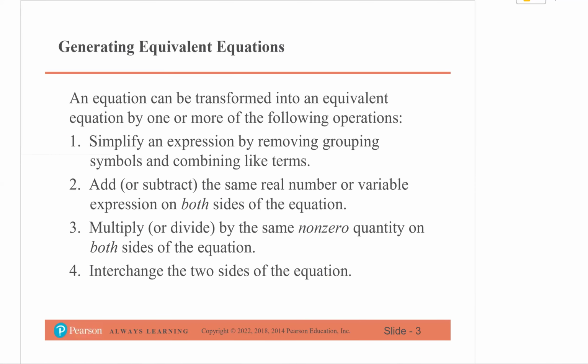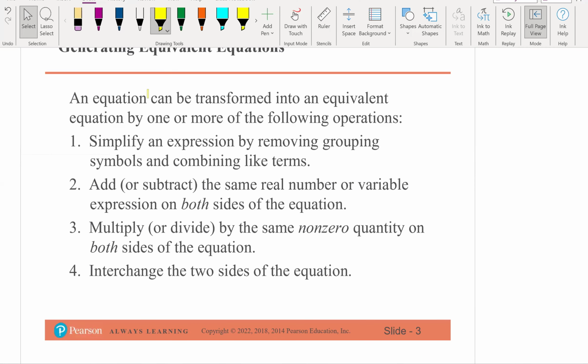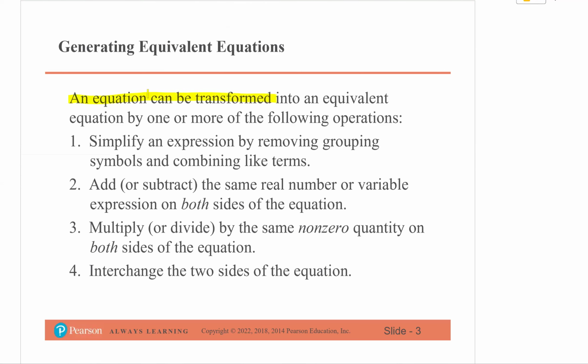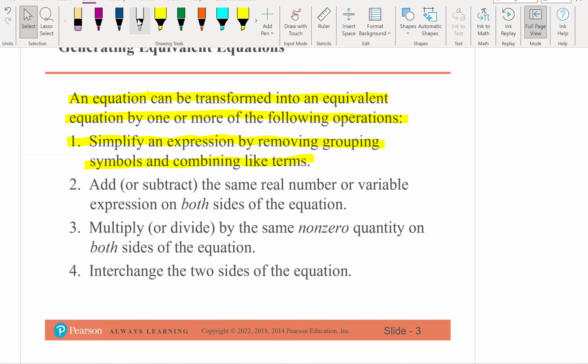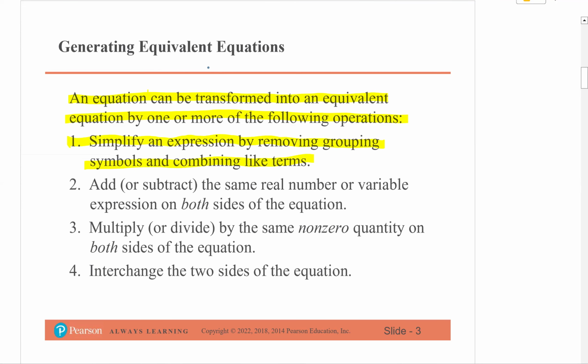This is how we would go about generating equivalent equations. An equation can be transformed into an equivalent equation by one or more of the following operations. First, you can simplify an expression by removing grouping symbols and combining like terms. So maybe I'll make one up so we can follow along as we go. Let's say 4 subtract 2x plus 3 equals 0, or something. There we go. We'll try to solve that.